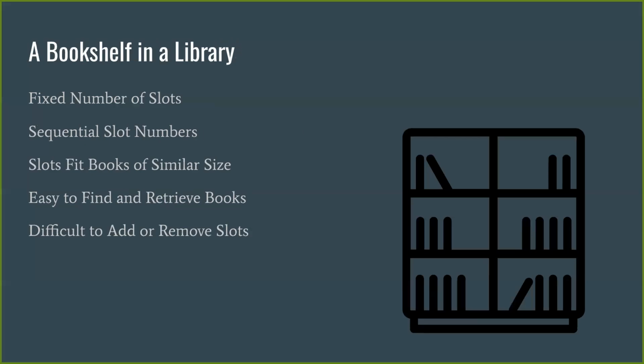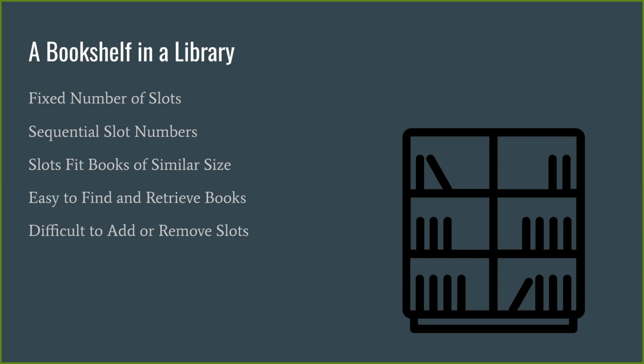So let's talk about a bookshelf in a library. Let's imagine a bookshelf in a library, with each slot on the shelf representing a position in an array. Then we're going to talk about 5 things of this library. First will be fixed number of slots, sequential slot numbers, slots fitting books of similar size, easy to find and retrieve books, difficult to add or remove slots.